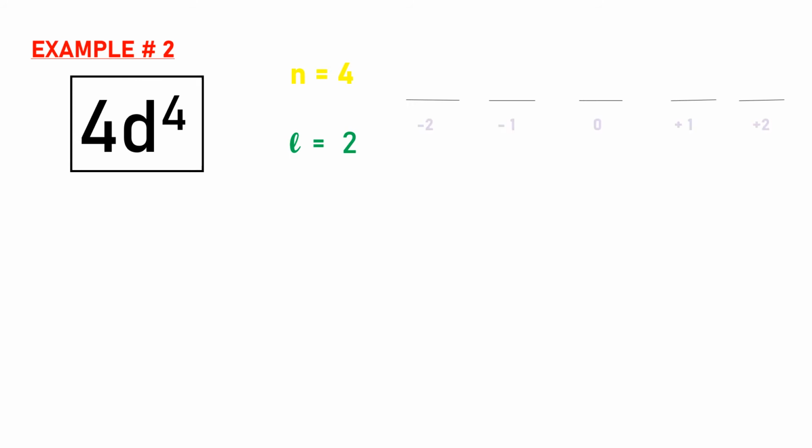Now, after that, you can already have the arrow. Since you already have the L, which is ranging from -2 to +2, you can now draw the arrow. And you need to fill up all the orbitals of the arrow moving upward. So that is 4, so you have to count 1, 2, 3, 4. Okay?